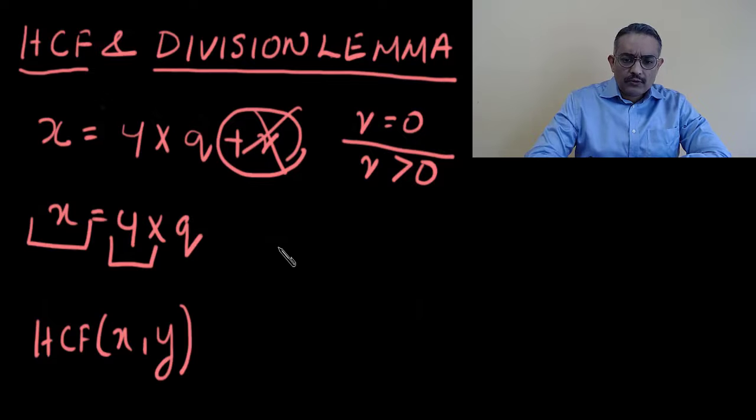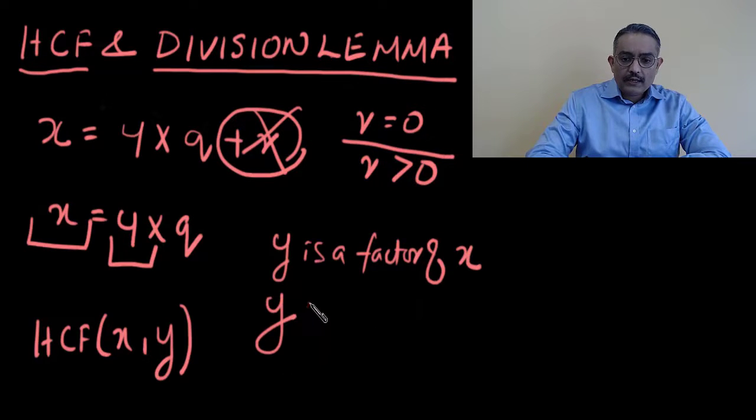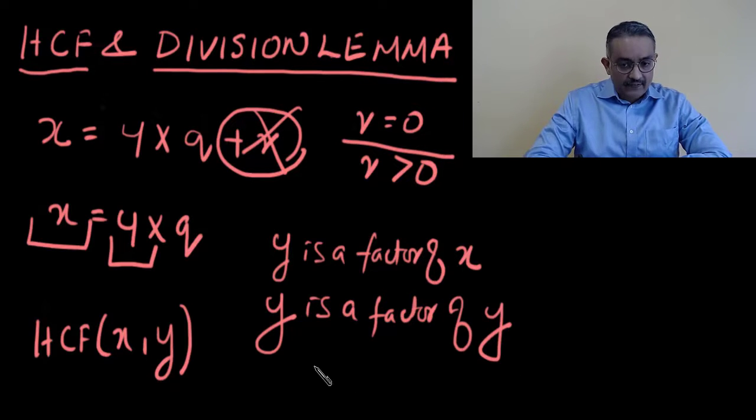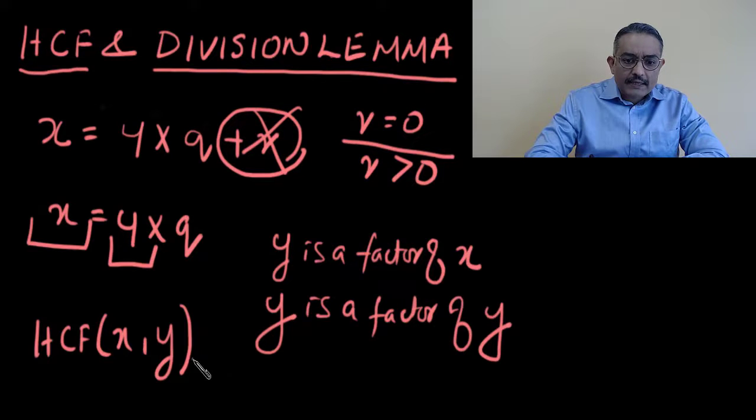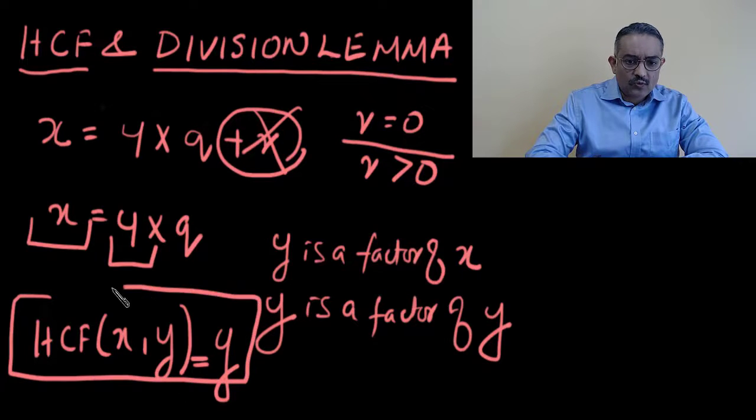Now, we know that y is a factor of x and y is a factor of y itself. Now, we know that y is the biggest factor of y. It can't be larger than that. y is a factor of x, and therefore y happens to be the biggest common factor between x and y. There is no bigger factor that could be common between these two. So therefore, y is the HCF between these two numbers, x and y.